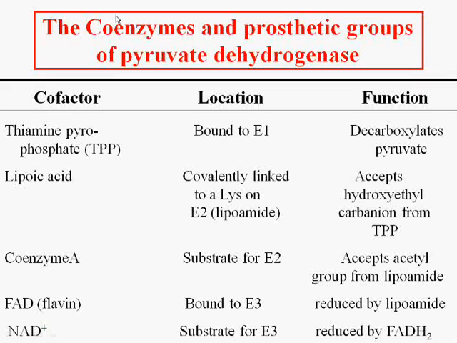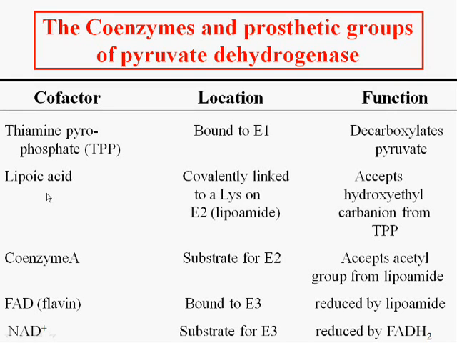This is also a very important slide, listing the coenzymes and prosthetic groups of pyruvate dehydrogenase. Okay, there are actually 5 coenzymes, like I've mentioned, involved, and here are what they are, where they're found, their location, and their function. The first one is thiamine pyrophosphate, or TPP. This is bound to E1, and what's its function? It decarboxylates pyruvate, as we've seen.